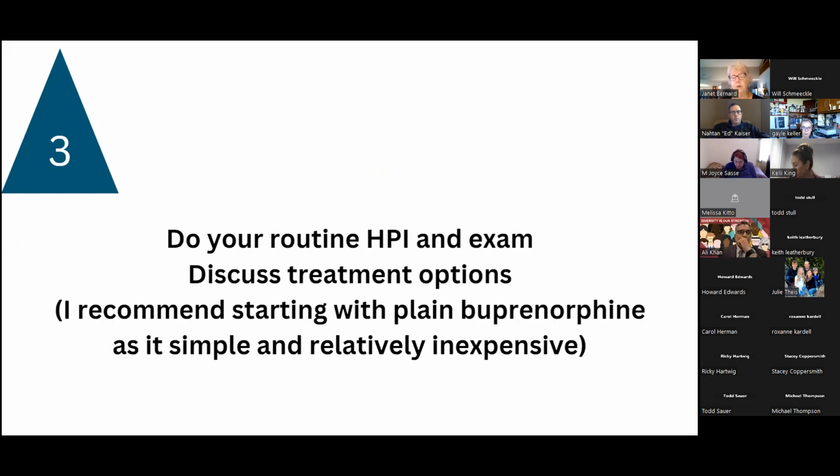I recommend starting with plain buprenorphine. It's cheap, it's simple. There are a lot of different forms now, Zubsolv, Suboxone, and all of those things are fine, but buprenorphine is really pretty cheap.